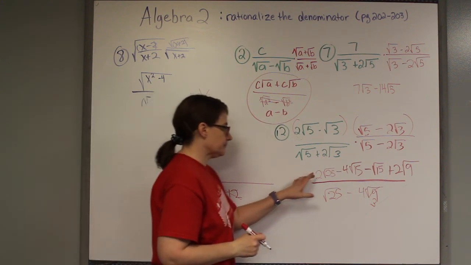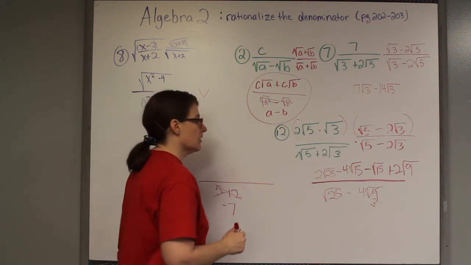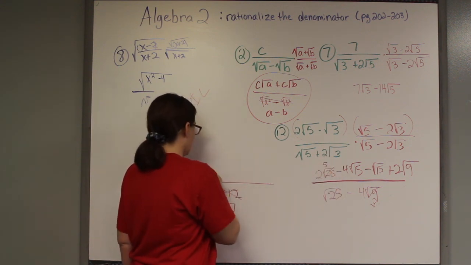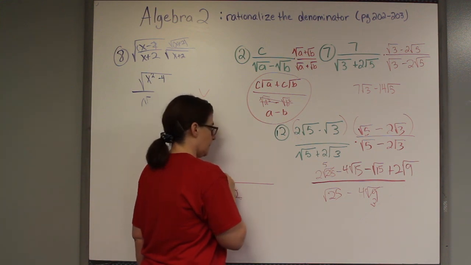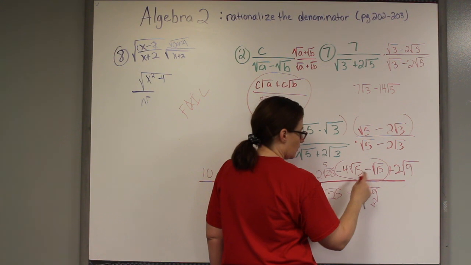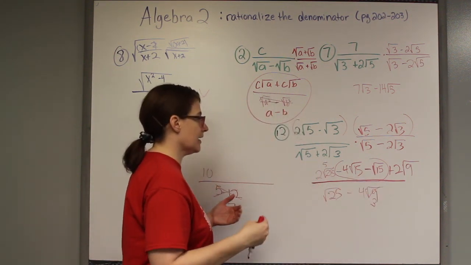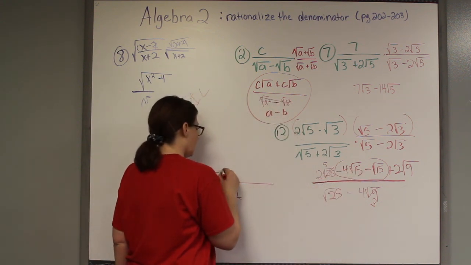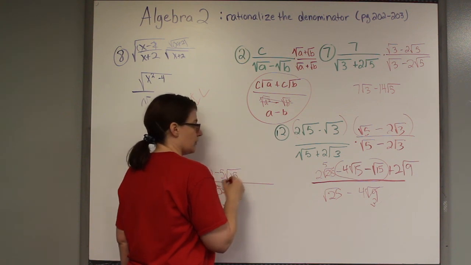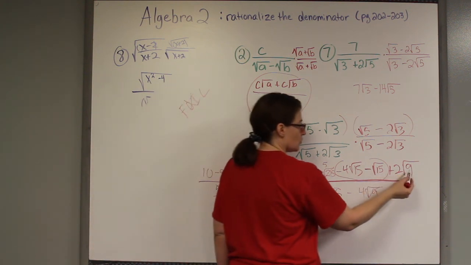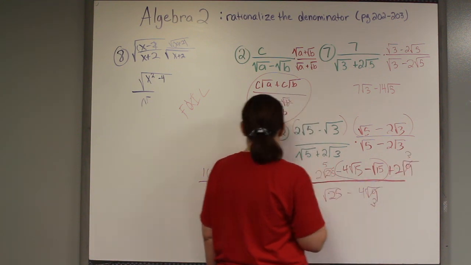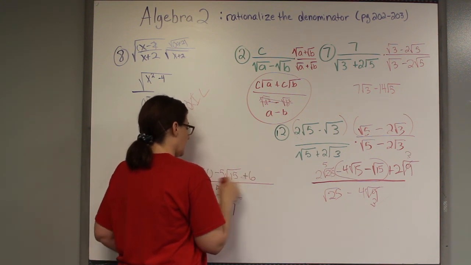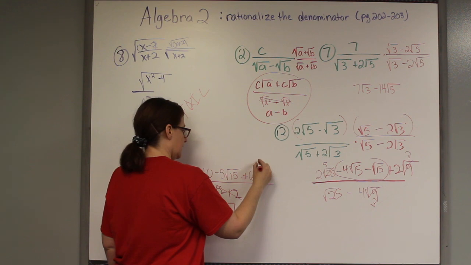Okay, on the top, I have 2 times radical 25. The square root of 25 is 5. So 2 times 5, that would be 10. Okay. These two middle terms right here are both radical 15. So I can go ahead and combine those together. Negative 4 minus 1 would be negative 5 radical 15. There is no perfect square in 15. And then this last one, the square root of 9, is 3. 3 times 2 is 6. Okay? Whoa. 10 plus 6 is 16.